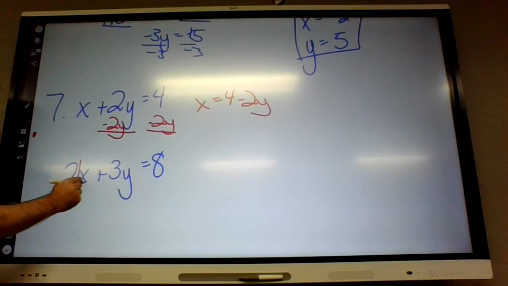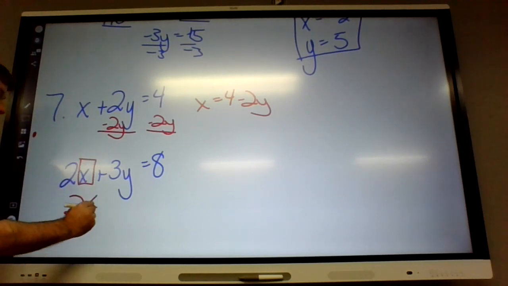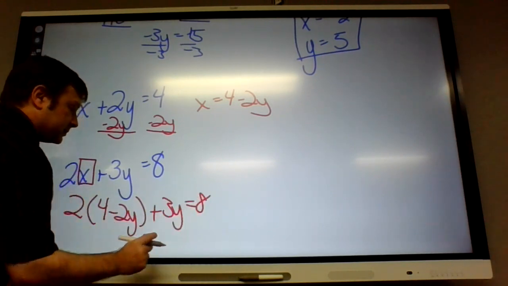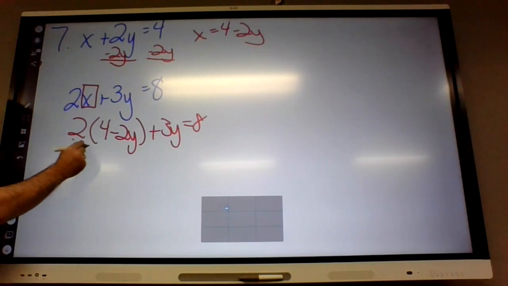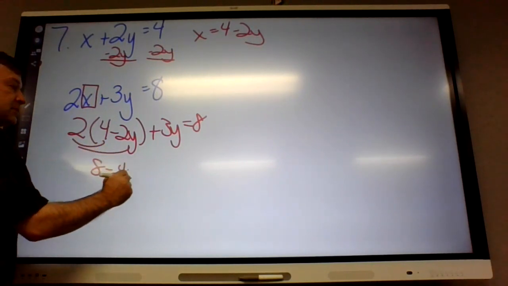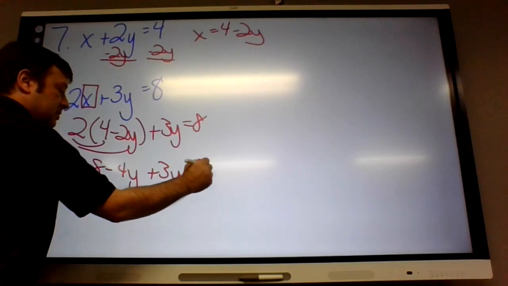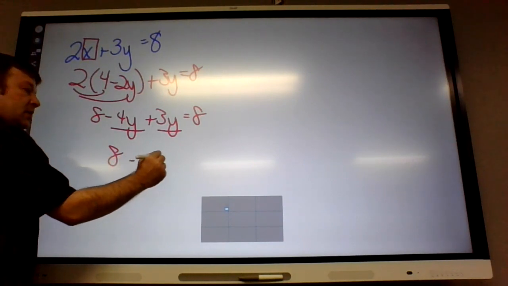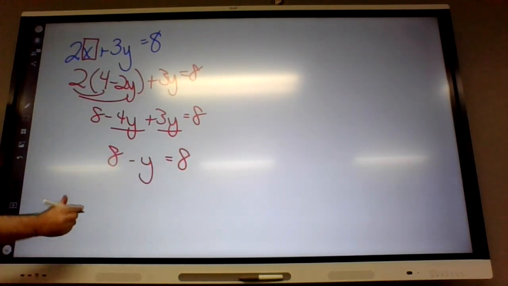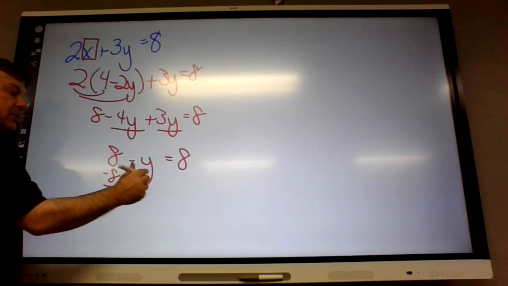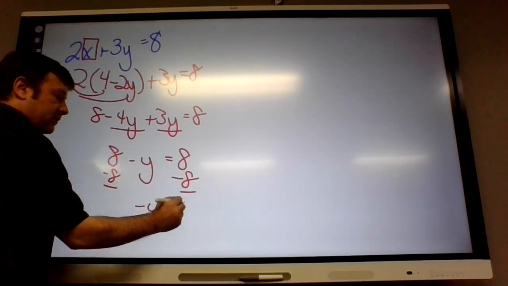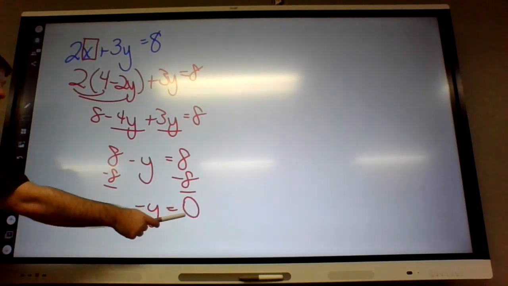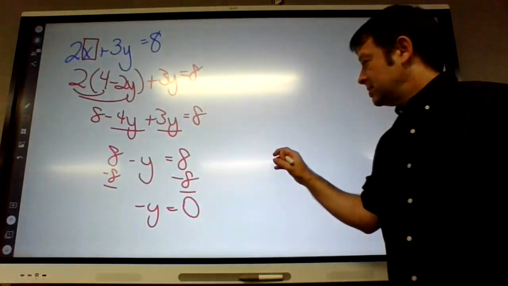Then we can replace x in the other equation with 4 minus 2y. So I'm going to rewrite the second equation. Negative 4y plus 3y is negative y. To get rid of a positive 8, I'm going to subtract 8. Negative y equals 0. If I divide 0 by negative 1, I get 0.